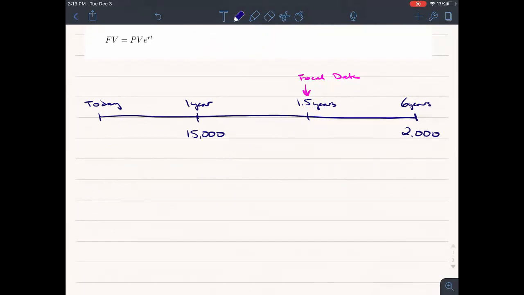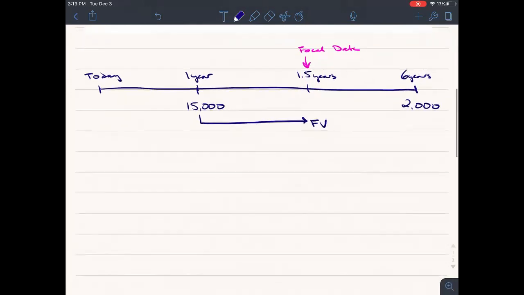The 15,000 is getting pulled forwards for half a year, so that's going to be a future value. The 2,000 is getting pulled back, so that's going to be a present value. And only to denote the order that I'm doing these calculations, I'm going to find future value 1 and present value 2. Not really necessary because they're different things. But it could very well be that we've got 2 future values, and so we want to differentiate between those 2.